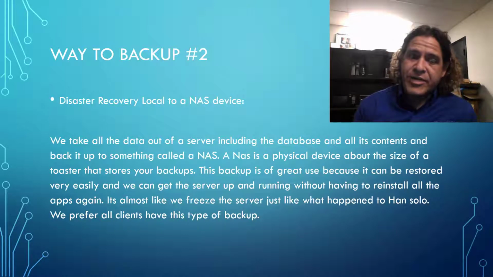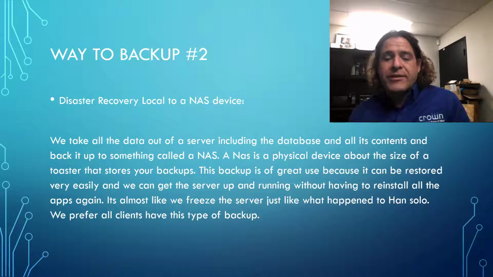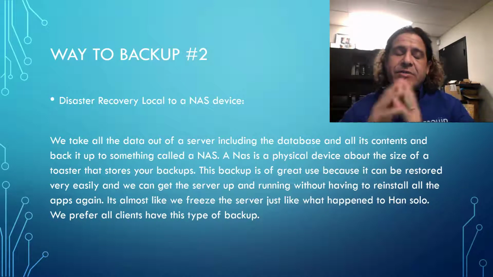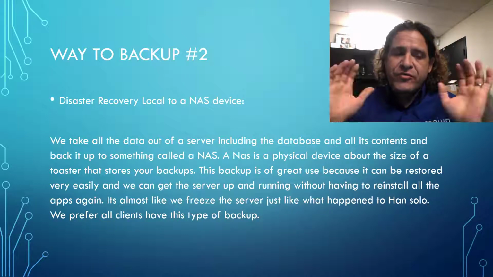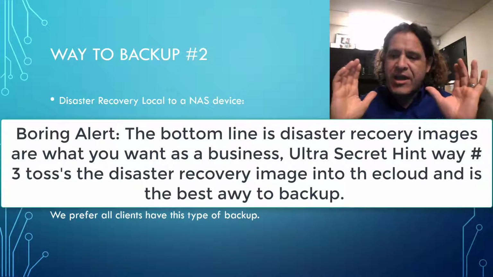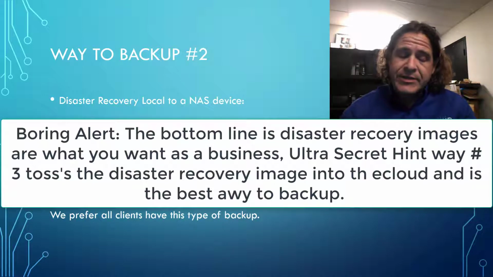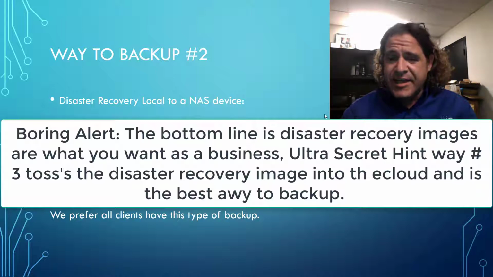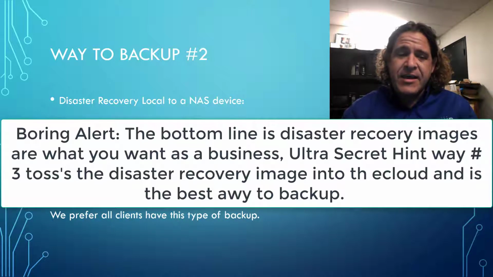The cool thing about creating a disaster recovery image locally is that if we need to restore, we can restore very easily as well. It makes it so that we don't have to guess about which folders are being backed up. We just know that if we're doing an image copy of this server, we have everything. And so we're feeling really good about that. This type of backup happens at night. We can also fire it off in the middle of the day. And it's great stuff. Disaster recovery, way number 2.